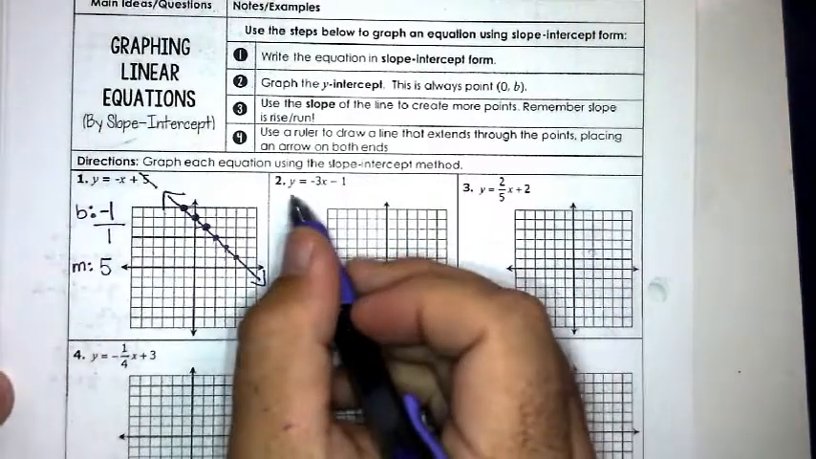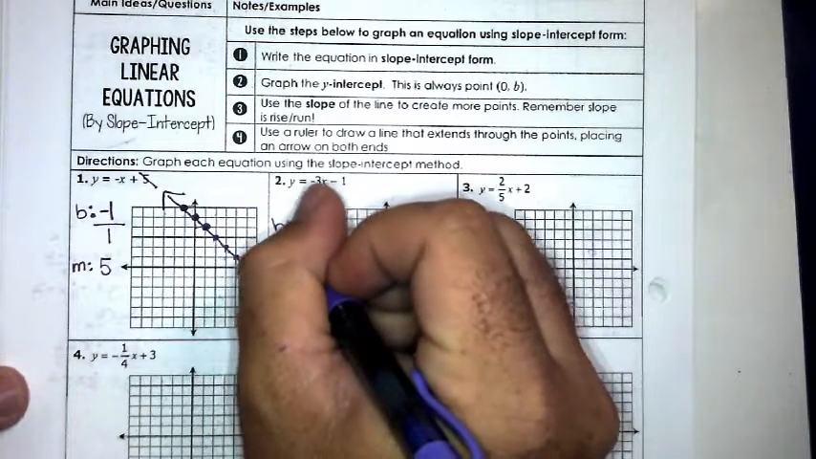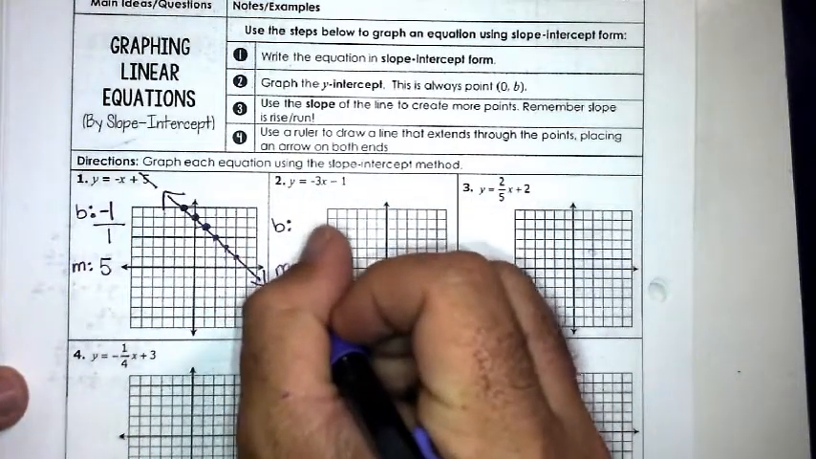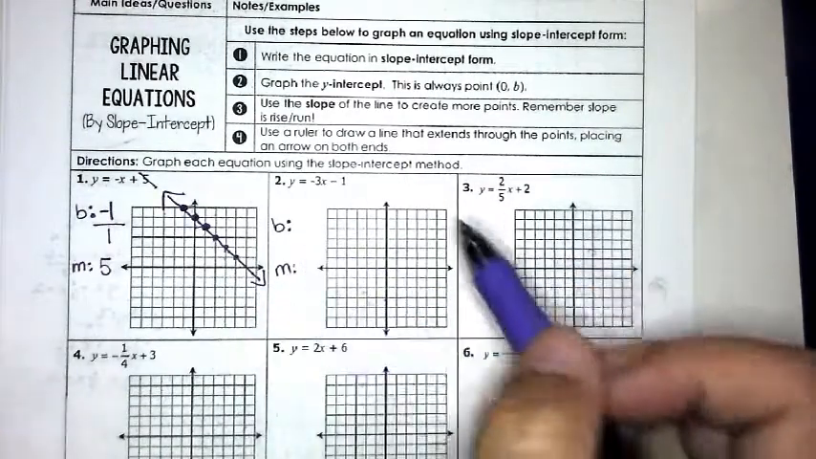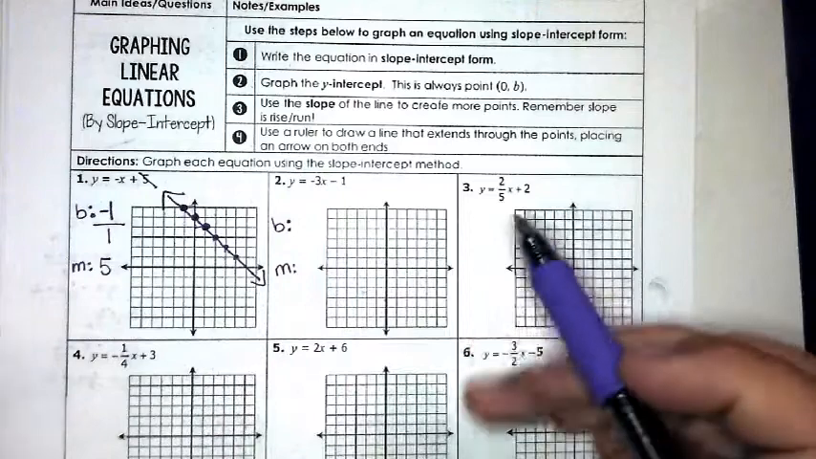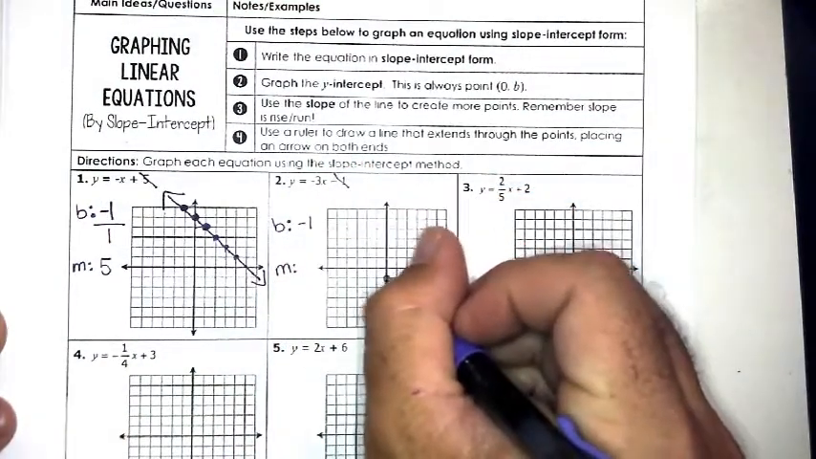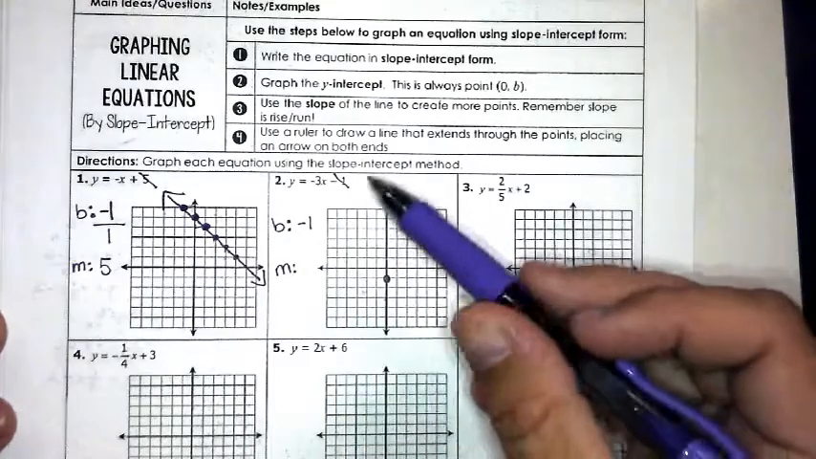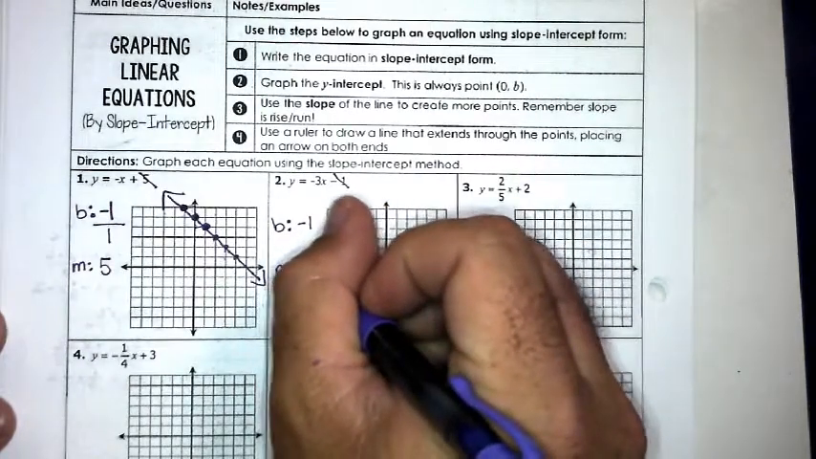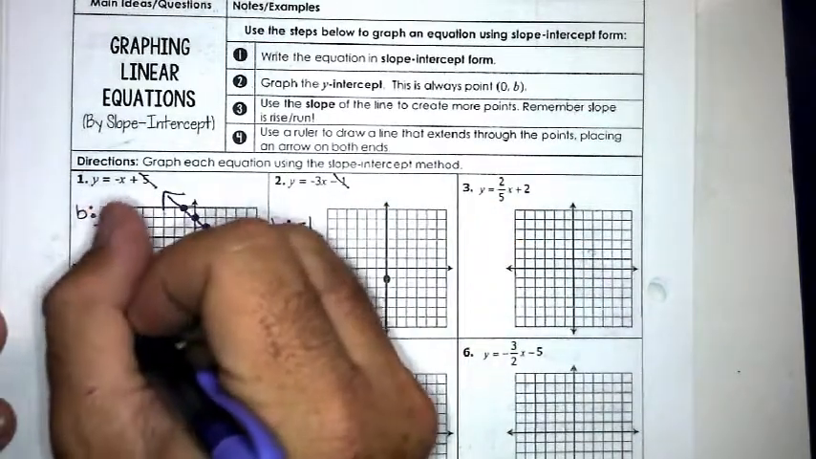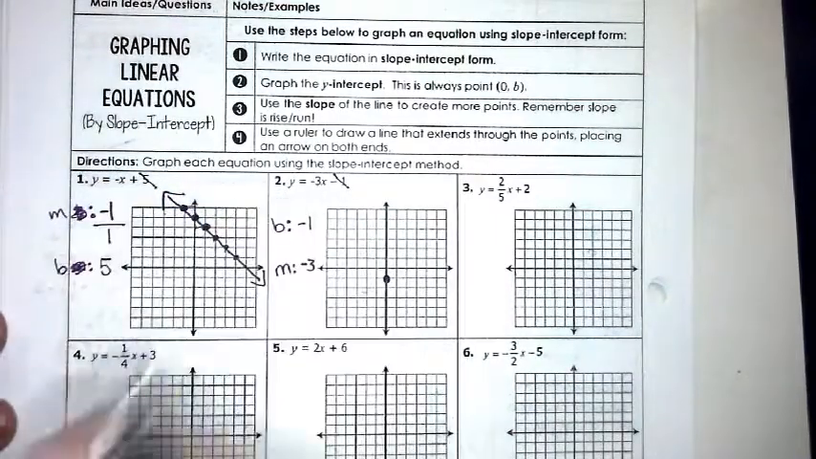Okay, so we are already in y equals mx plus b form. So I need to identify my b and my m, aka y-intercept and slope. Y-intercept is your constant. What's the constant in this problem? Negative 1. Good. Okay. What is my slope? Negative 3. Okay, I wrote these backwards, I just realized. I wrote those backwards.